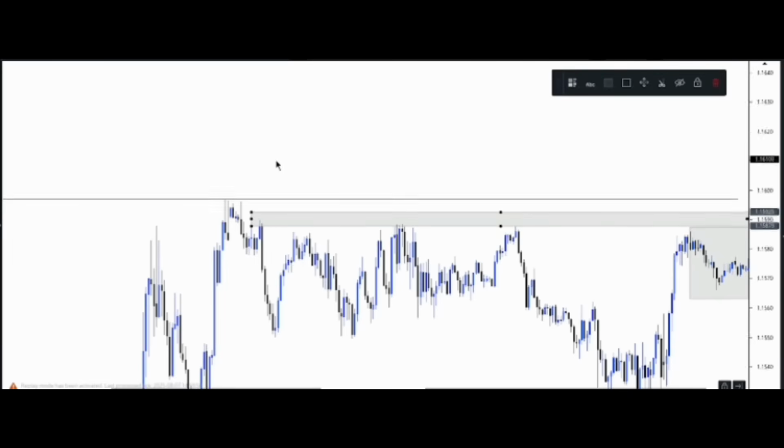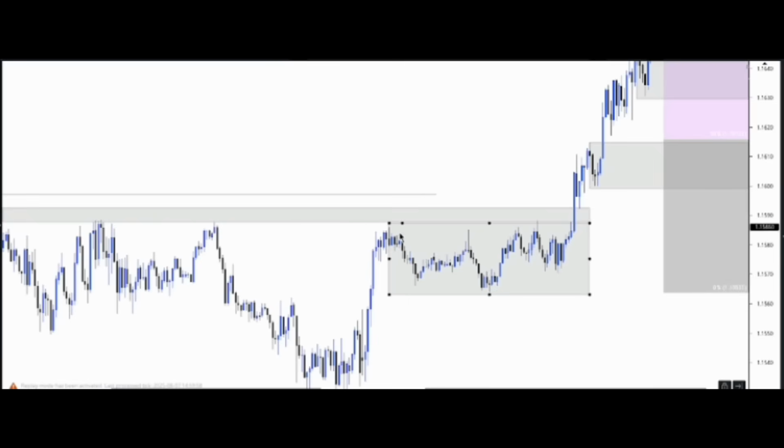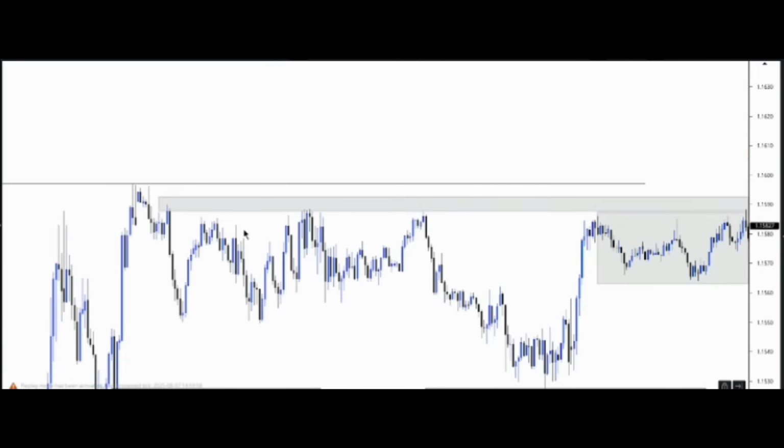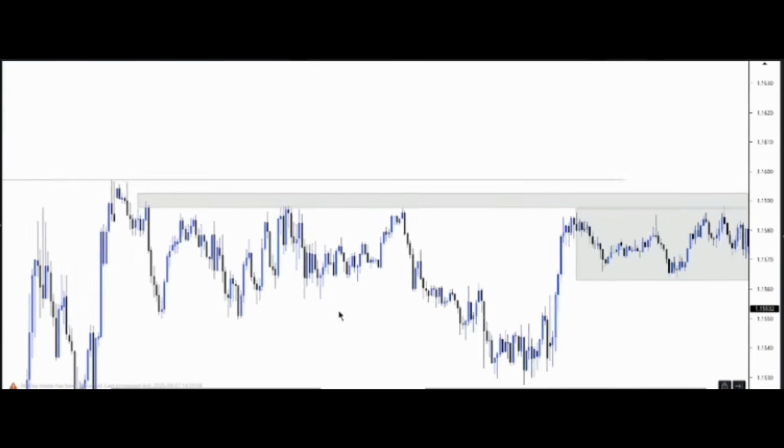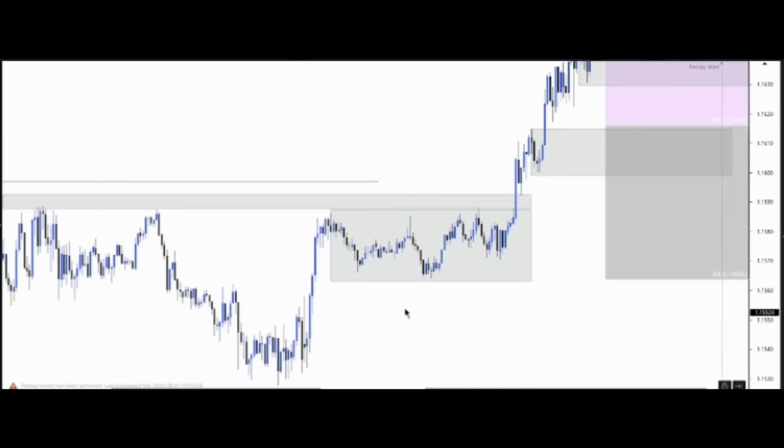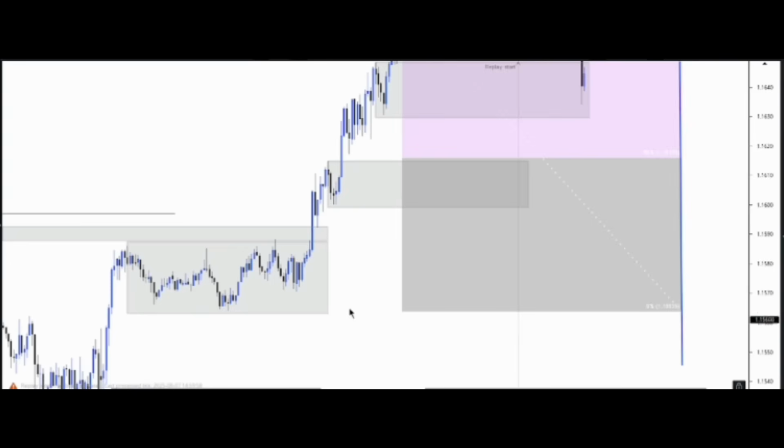Look at what is happening in the past. One touch, look at it. One touch here. The second touch, third touch, fourth touch. Each time it touches, it pushes price down. Each time it touches, look at it. How many times? Fourth, fifth. Think about it. This is a strong zone, guys.